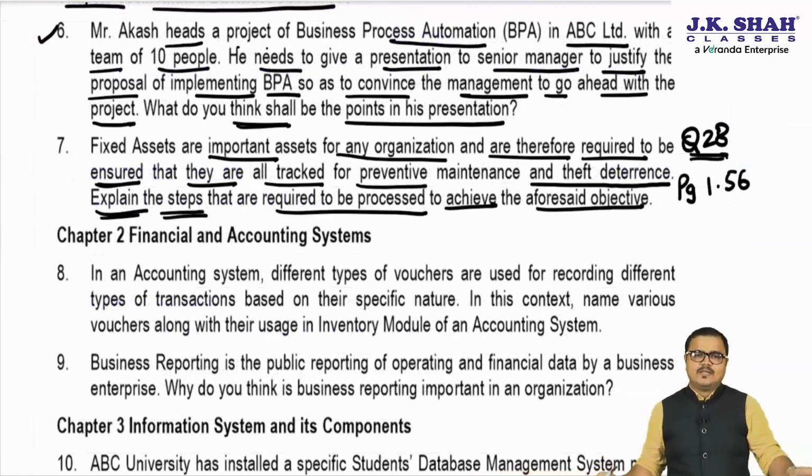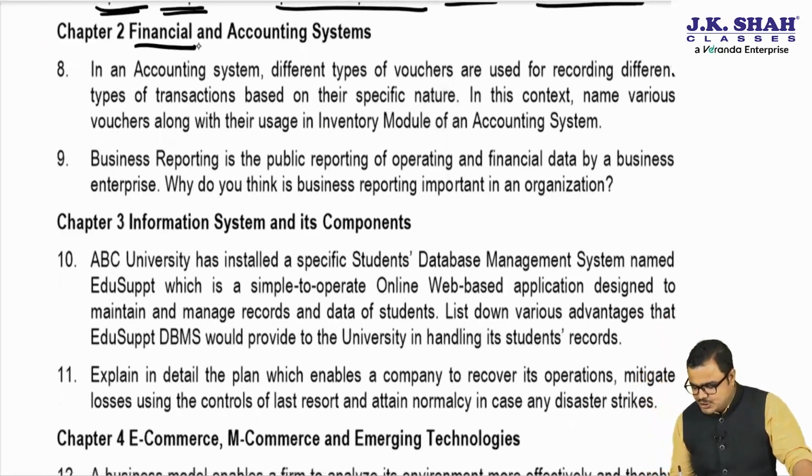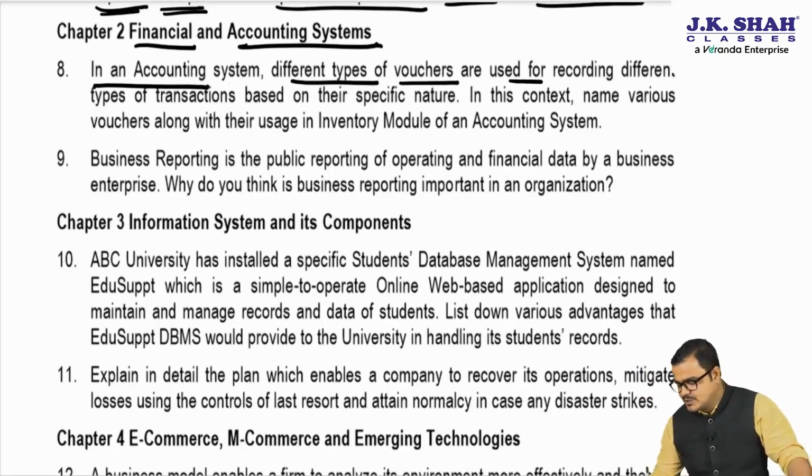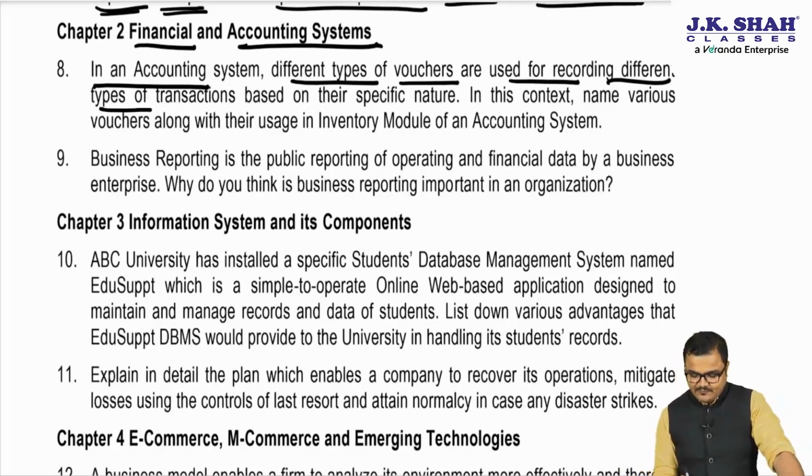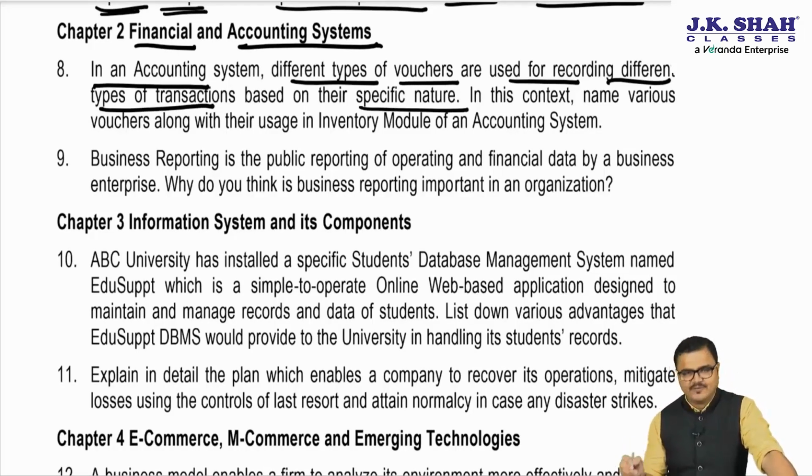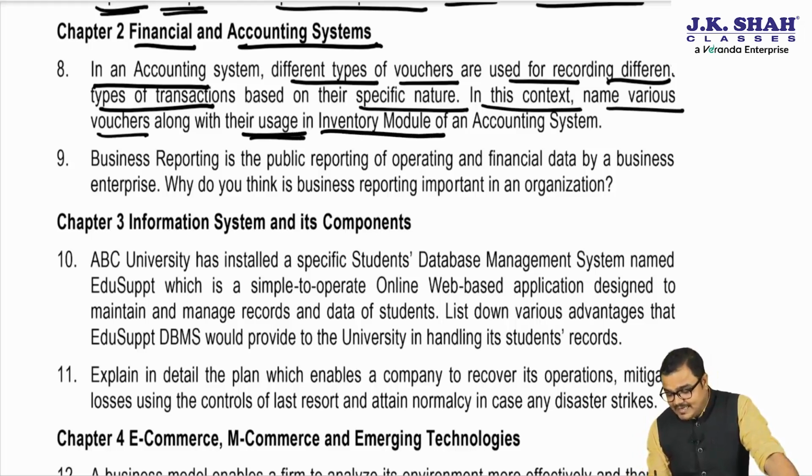Yes sir. Now we'll see chapter number 2. In case of chapter number 2, financial and accounting system. In an accounting system, different types of vouchers are used for recording different types of transactions, based on their specific nature. We know that different vouchers are used for different types of transactions to be recorded, including like accounting vouchers we had studied. We had studied inventory vouchers and we had studied payroll vouchers. Remember? Yes sir. In this context, name the various vouchers along with their usage in inventory module.